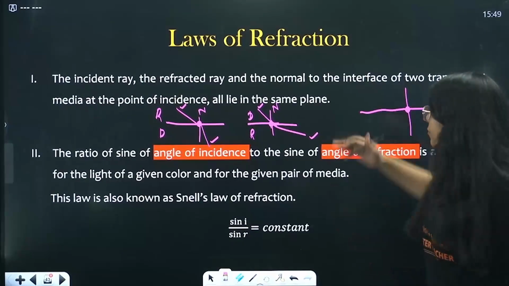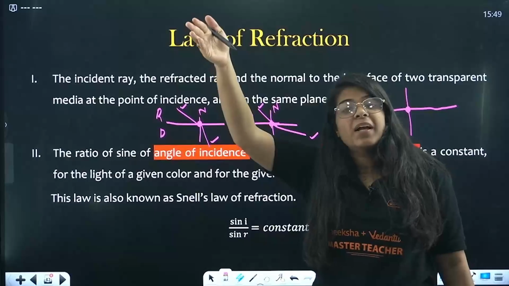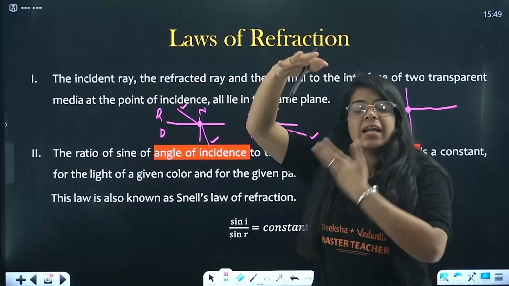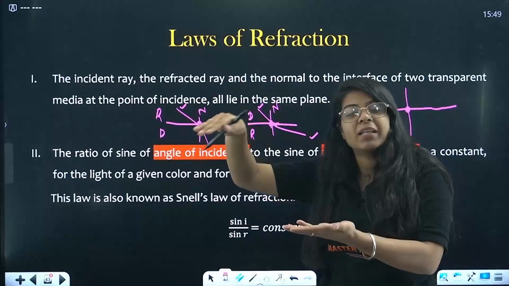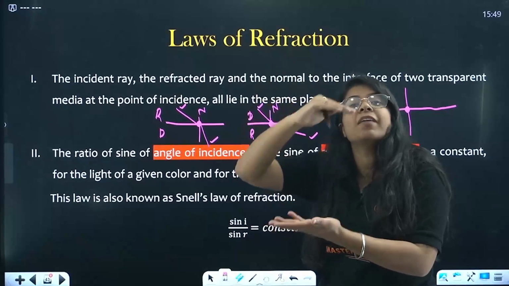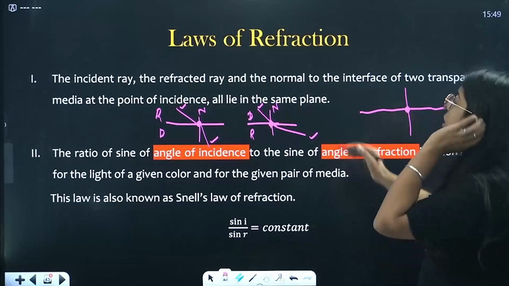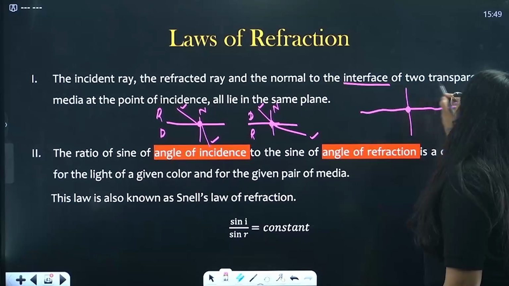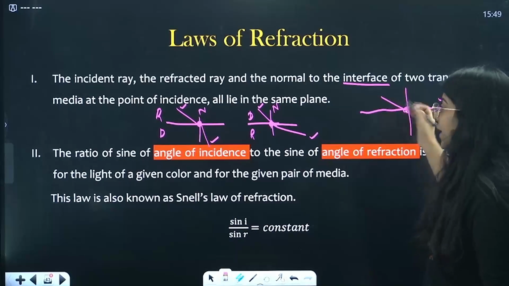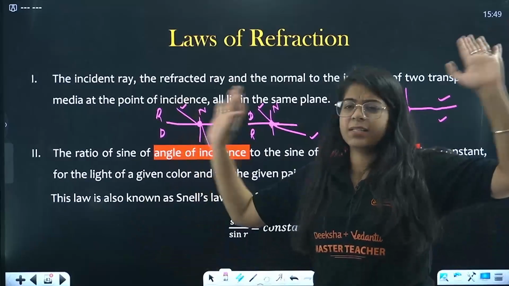Now the first layer of water is something that separates water and air, right? So that is called the interface. There are two phases, air and water, and the layer that separates them is the first layer of water and the first layer of air. So this is called the interface. So the normal to the interface of two transparent media at the point of incidence, and the rays all lie in the same plane. Done. Until here it's clear.